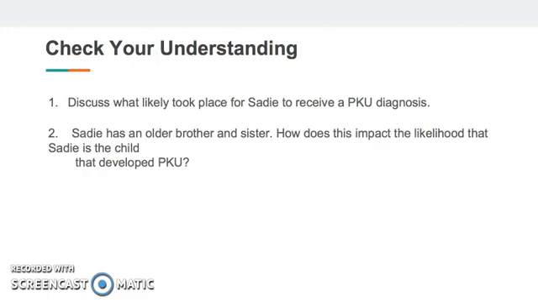So let's talk about how Sadie is the third child and her older brother and sister do not have PKU. How does that impact the likelihood that she's the one that developed PKU instead of them? Pause your lectures, look at your notes, do what you need to do in order to come up with your answer for that.